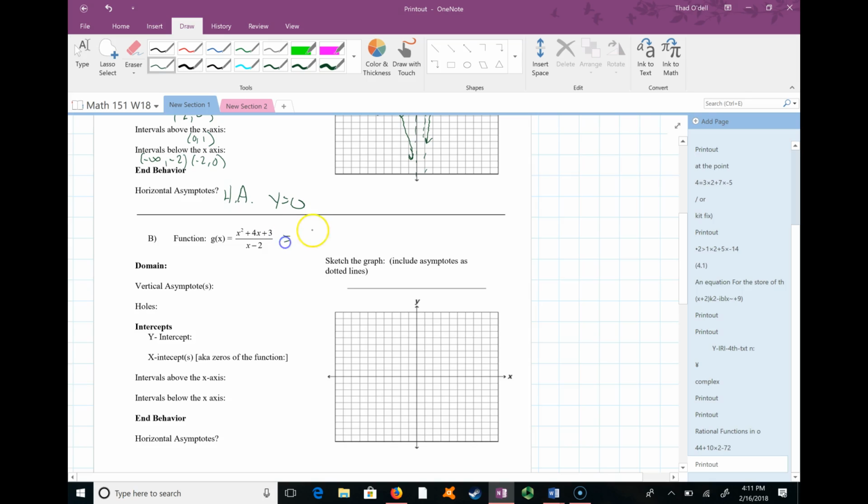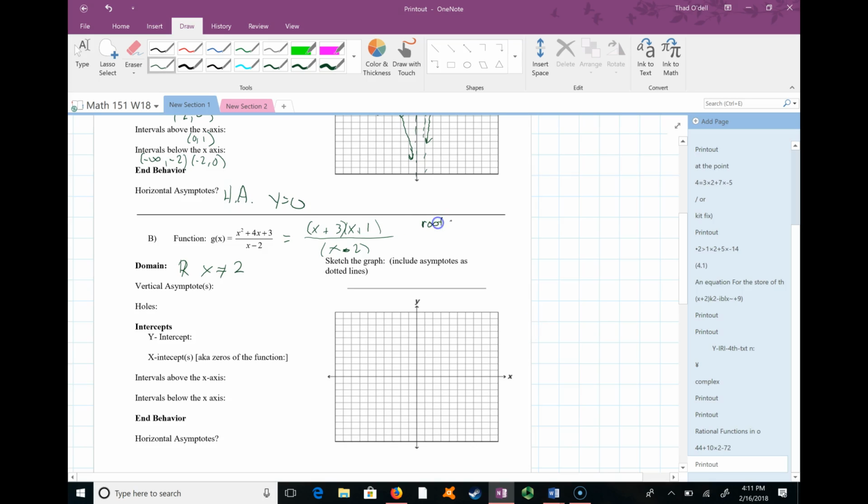Moving right along, this one we'd factor first. X and X. It's like 3 and 1. Plus and plus. All over x minus 2. The domain would be all real numbers, x not equal to 2.